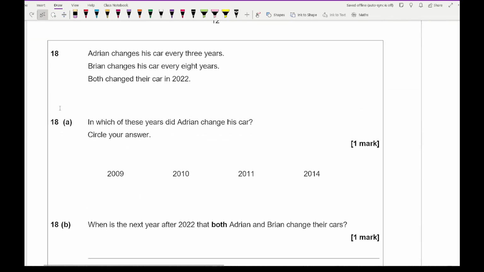Moving on to question 18, it says that Adrian changes his car every 3 years. Brian changes his car every 8 years. Both changed their cars in 2022. So it says, which of these years did Adrian change his car? We're looking at Adrian. If we know that he changed it in 2022, now all the options are less. So if Adrian changed his car every 3 years, if I take away 3, that becomes 2019, then 2016, then 2013, then 2010. What I'm doing is looking out for when one of these options comes up, and 2010 is my second option.